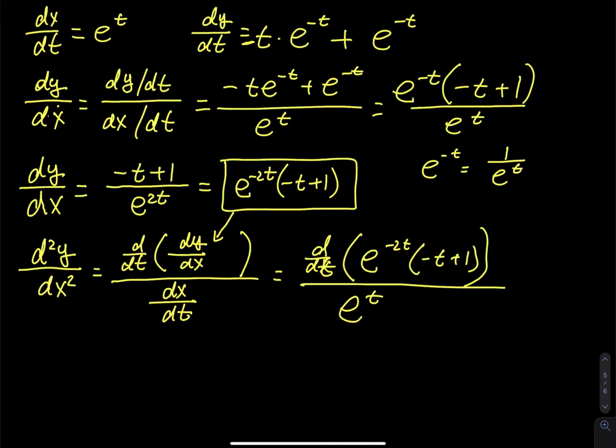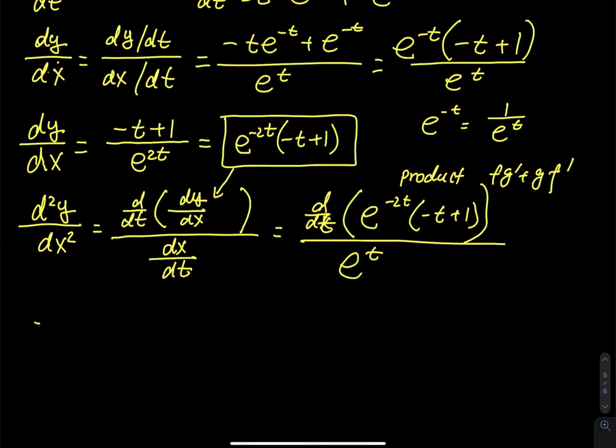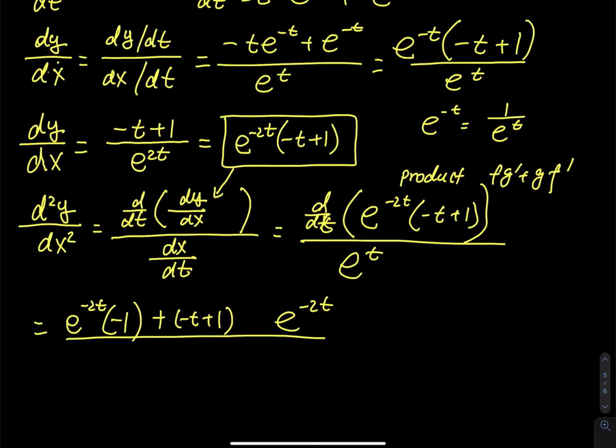So this one gives me a product rule in there, right? Which is fg prime plus gf prime. Do the work. So we have e to the negative 2t. The derivative of the parenthesis is -1, plus, according to the product rule, g is negative t plus 1, and then f prime, the derivative of that e to the negative 2t. So you have e to the negative 2t, and then by chain rule, when you take the derivative of the exponent, that gives you -2. And then we have everything divided by e to the t.